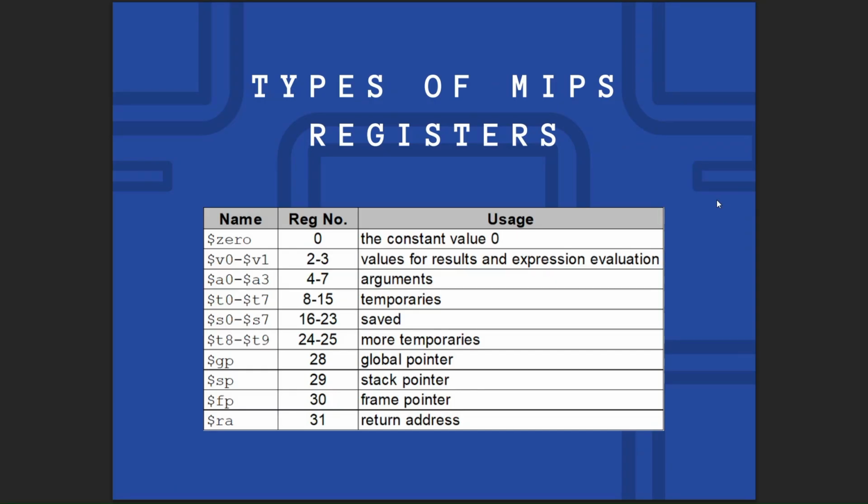Register 31 is $RA, the return address. When a function is called, the return address is stored here so the program knows where to continue after the function completes. So these conventions are not enforced by the hardware but are followed by software and compilers to ensure different functions can work together correctly.